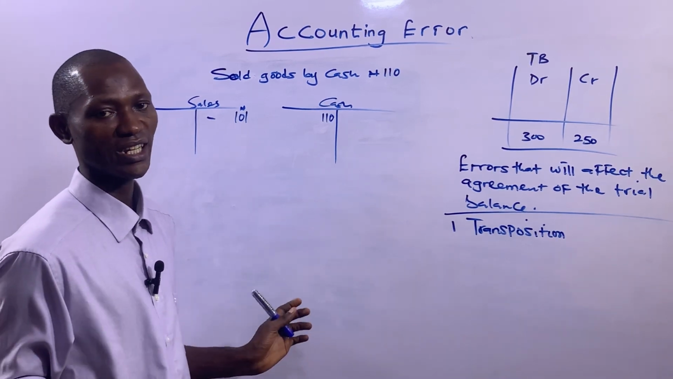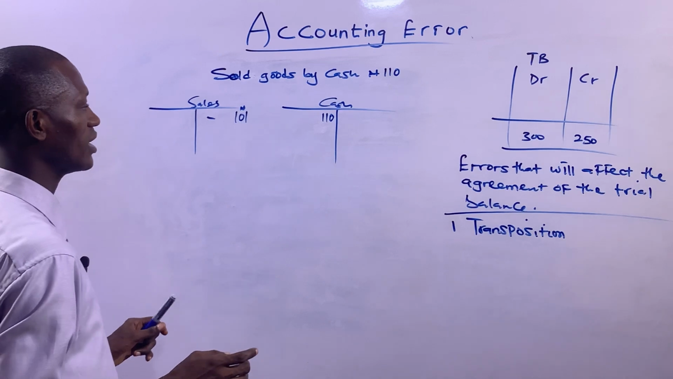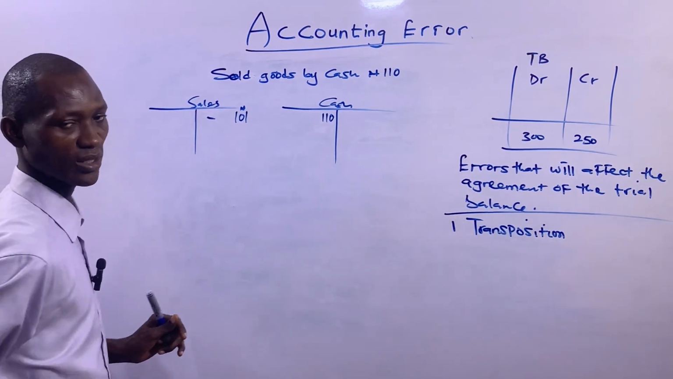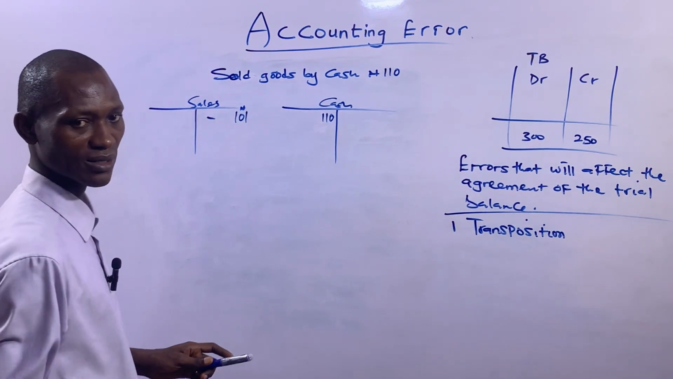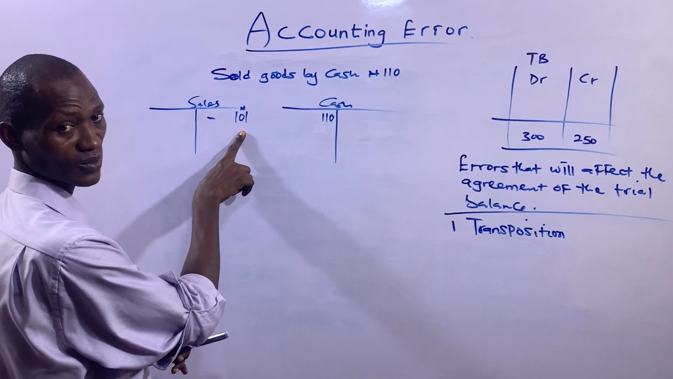That's the error of original entry. So this will affect the agreement of the trial balance because you are having on the debit side 110 and on the credit side 101. So the sales account had been undercast by 9 naira.